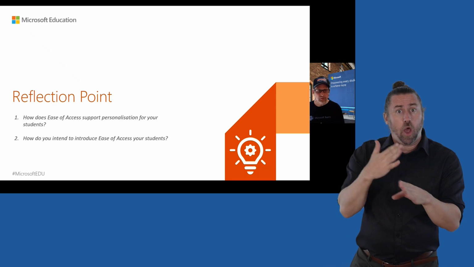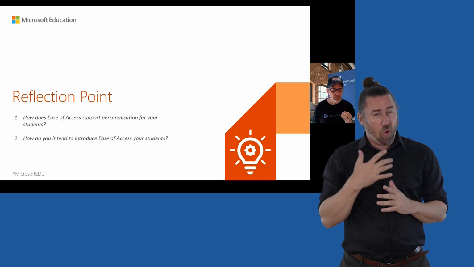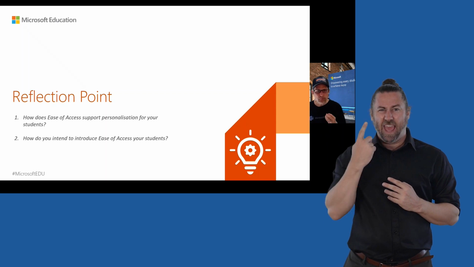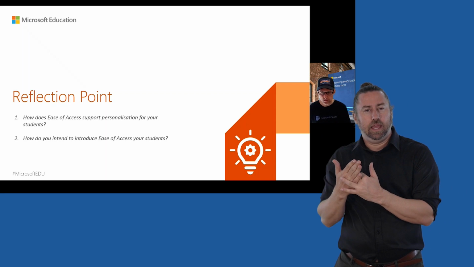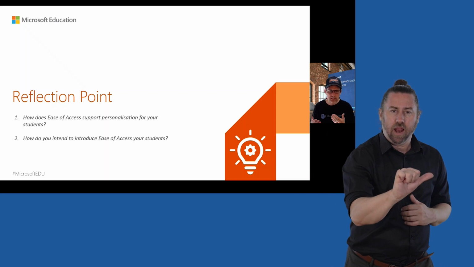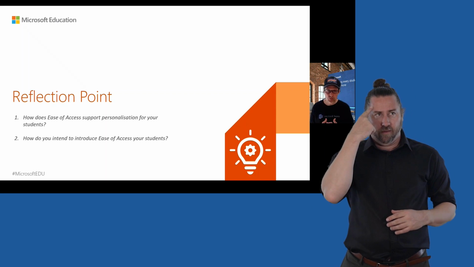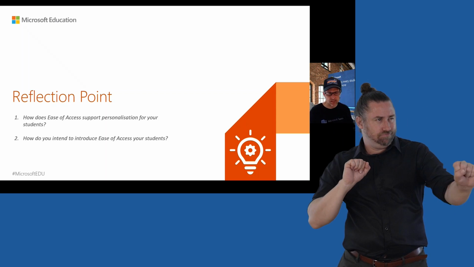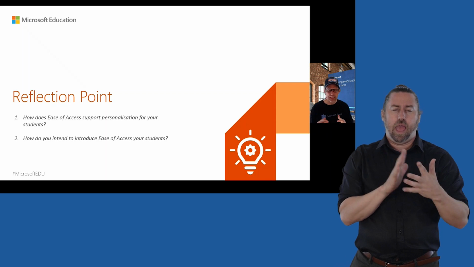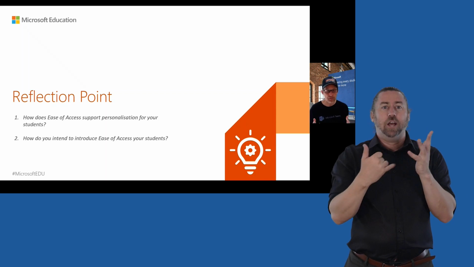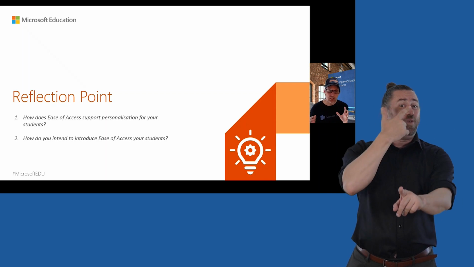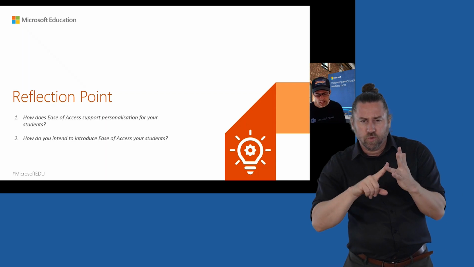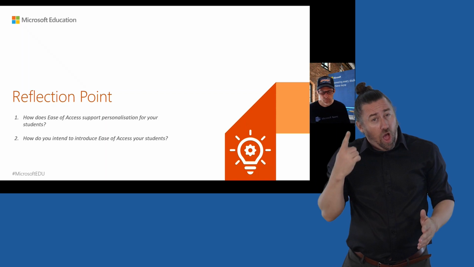So I want to throw in a little bit of a reflection point here and ask you to think about these. How does ease of access or accessibility support personalization for your students? Think about the ways that this could be used by some of the students you work with. But then the next question is, how do you intend to introduce ease of access to your students? You can't just throw it over the fence and hope that they find it, but actually be intentional about showing them, here's what it is and here's what it can do. Very similar to what I've done for you today, it can be a game changer for some of your kids.